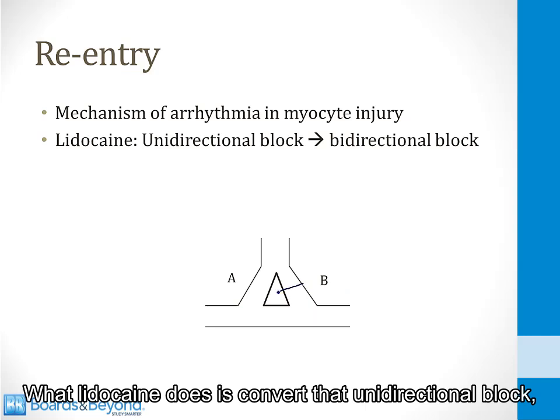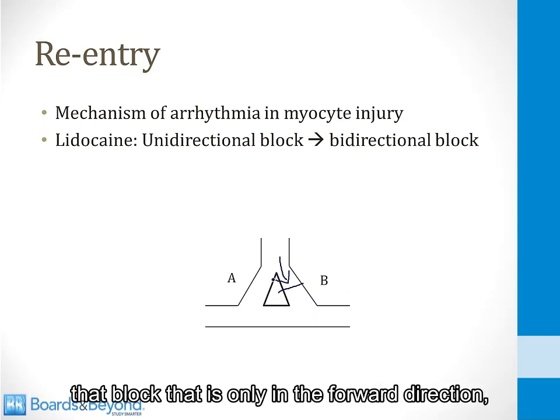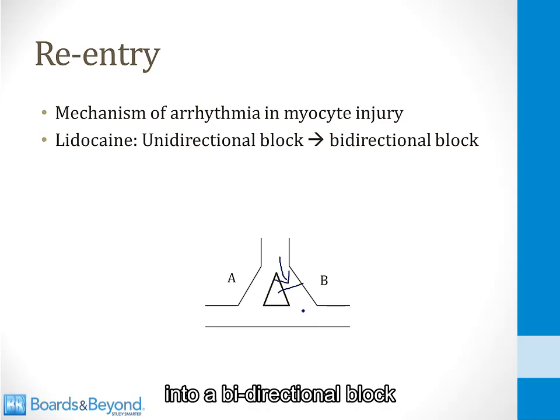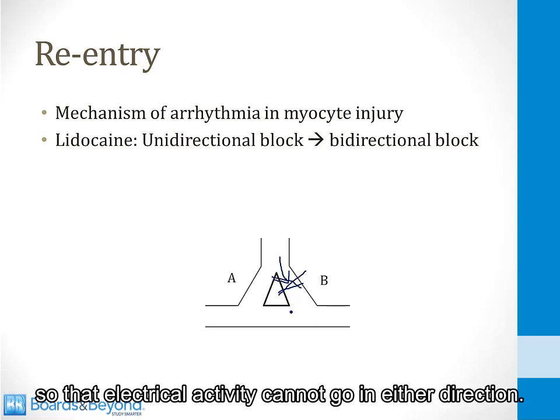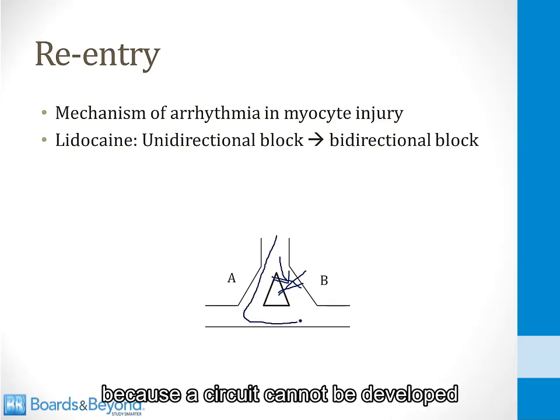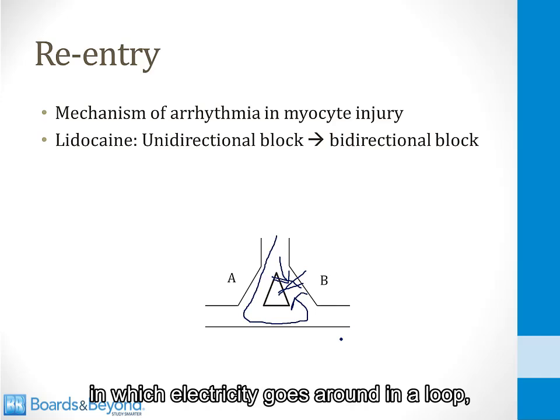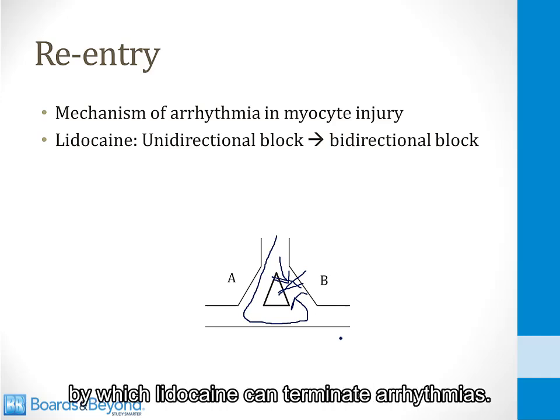What lidocaine does is convert that unidirectional block, that block that is only in the forward direction, into a bidirectional block so that electrical activity cannot go in either direction. This will abolish the reentry because a circuit cannot be developed in which electricity goes around in a loop, and that's one of the mechanisms by which lidocaine can terminate arrhythmias.